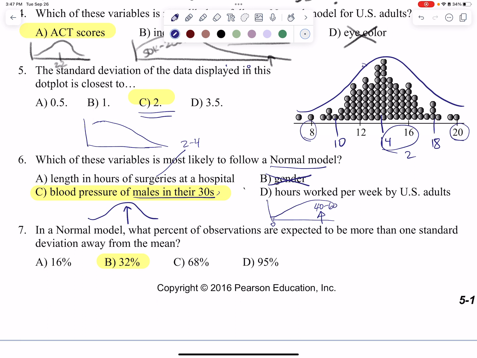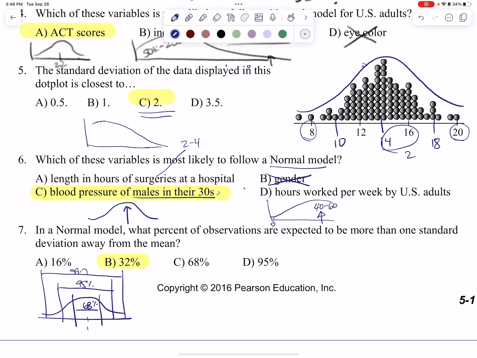Okay, and remember, a normal model is where 68% of my data is within 1 standard deviation, 95% is within 2 standard deviations, and 99.7% is within 3 standard deviations of the mean.